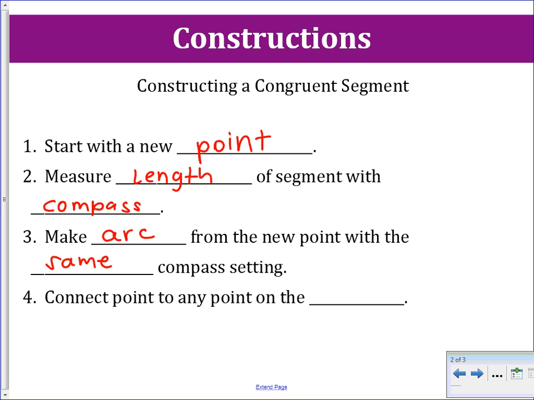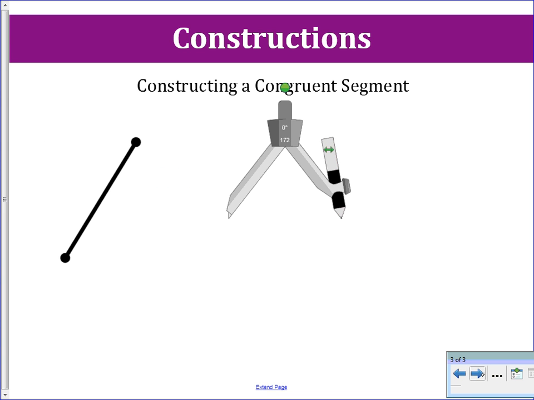From there, you would connect the new point to any point on the arc. And when you connect that point to any point on the arc, you're going to have a brand new segment that is congruent to your original segment. So for an example on how to do this, we are starting with our segment that we have. Okay, we need to make a new segment. So the first thing we are going to do is make ourselves a new starting point.